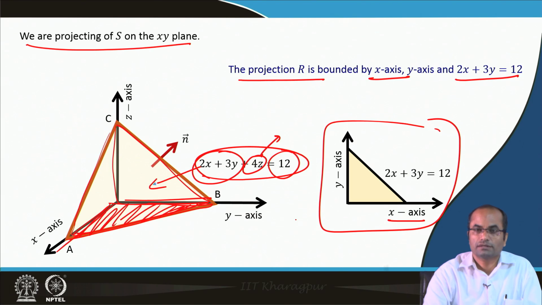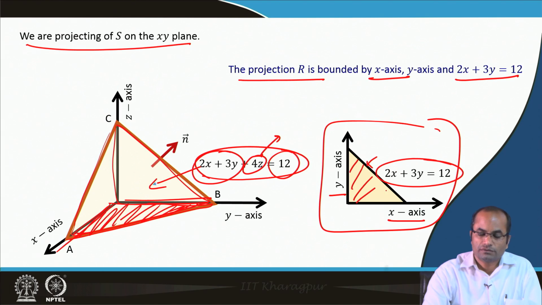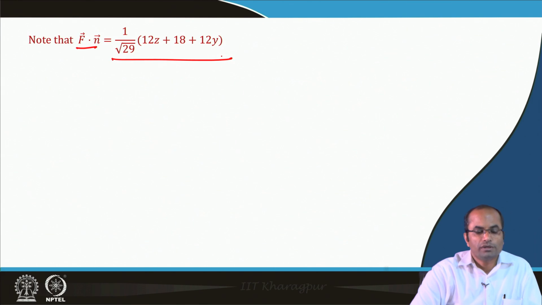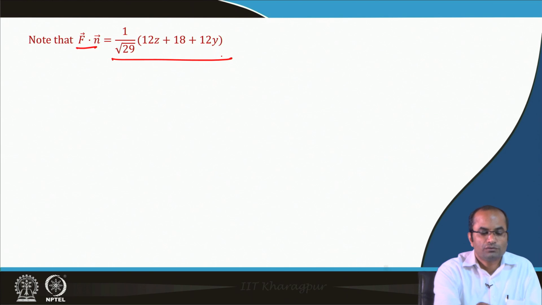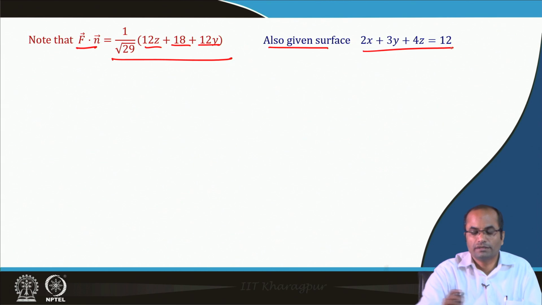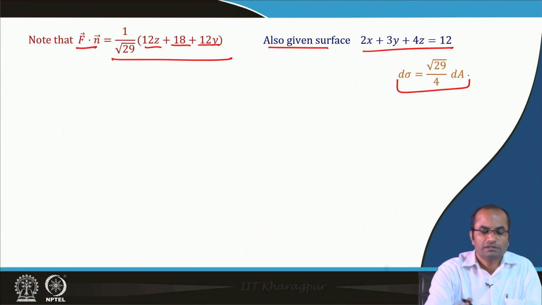This is the x axis, and then we have the y axis there, and this is the line 2x plus 3y equal to 12. So we will be doing the integral over this triangular shape for this surface. We have f dot n given by this: we have evaluated already 1 over square root 29 times 12z plus 18 plus 12y. We have also this surface element that we evaluated, d sigma equal to square root 29 by 4. So these evaluations we have done.